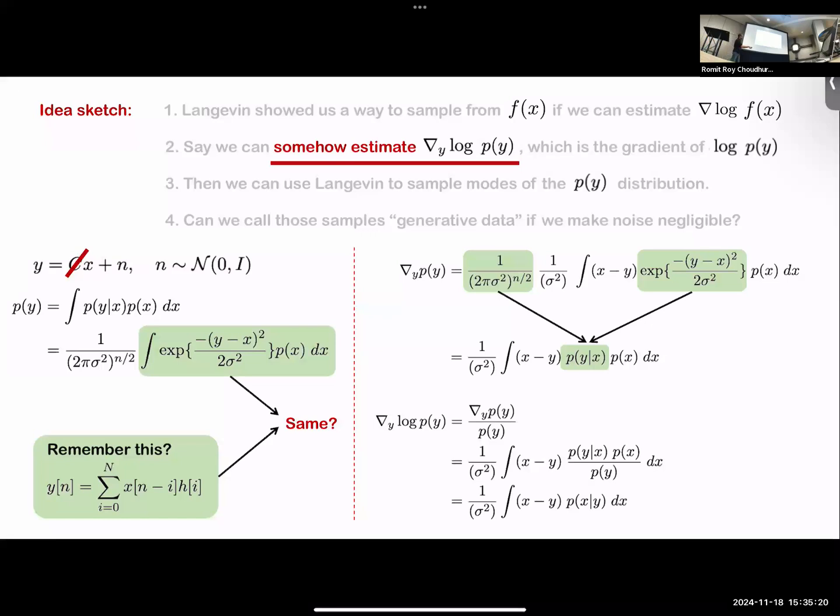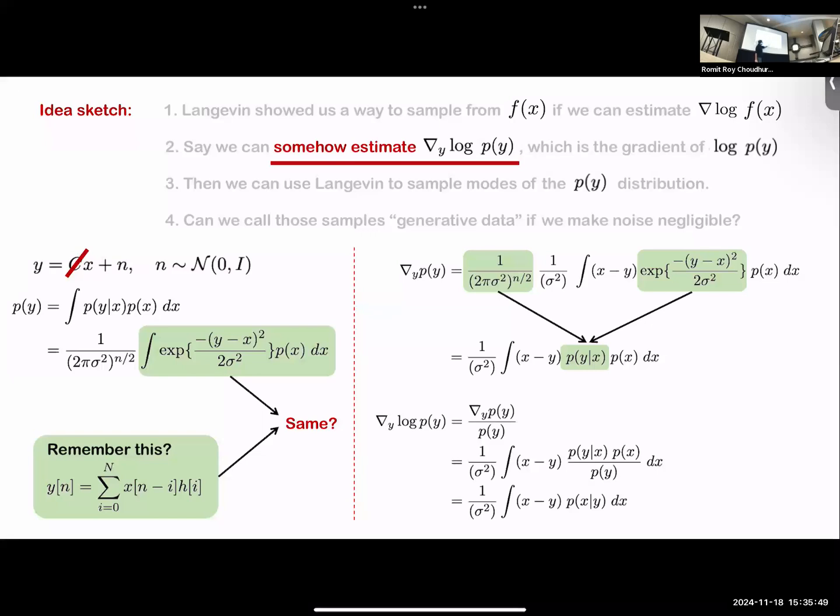Only the x minus y, which is the derivative of that exponent, came out. Very good. And the p(x) remains because you're differentiating by parts. Here is the trick now. This is grad_y log p(y), grad_y p(y). Now divide this left-hand side by p(y).